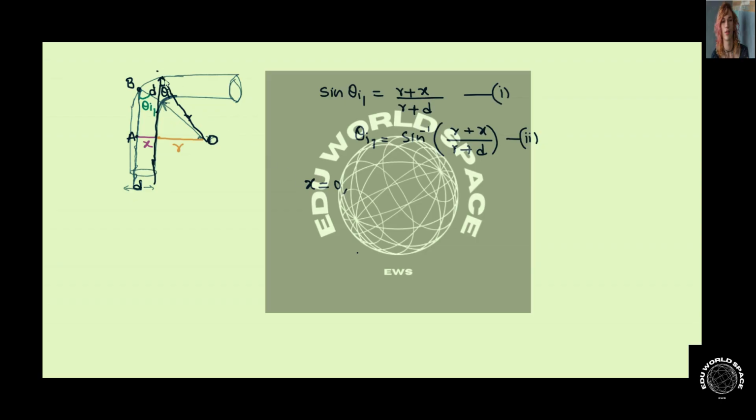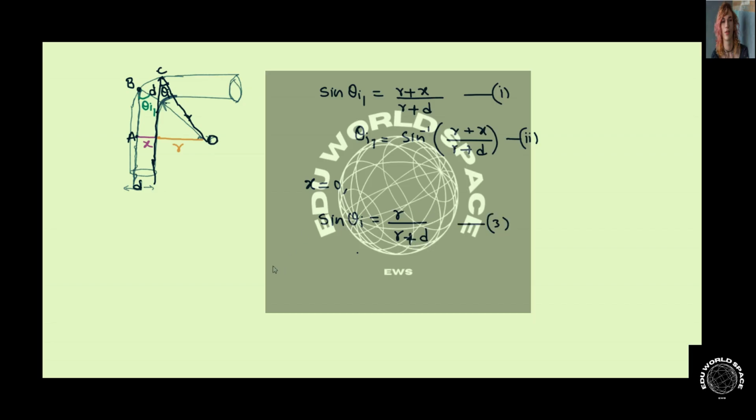In this particular figure, if I say this is point C, then if I take sine of theta I, that will be equal to r upon r plus d. Let's say this is equation number 3.